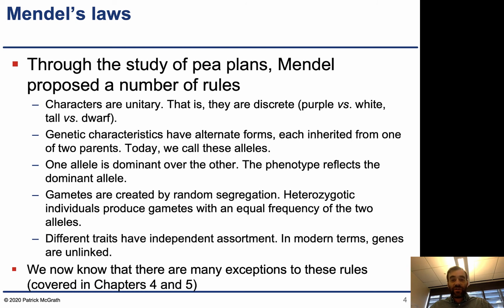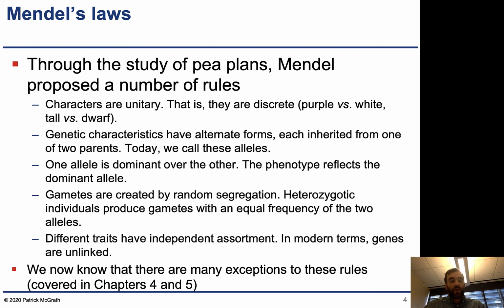Genetic characteristics have alternate forms, each inherited from one of two parents. Today we call these alleles. You receive a version of each gene from your mother and father, and those versions can be different, and if they are different, then they have different alleles. He called these forms, we call these alleles. One allele is dominant over the other. When you have two alleles, because your mother and father gave you different alleles, one form is always dominant over the other allele, and the phenotype reflects what that dominant allele is.